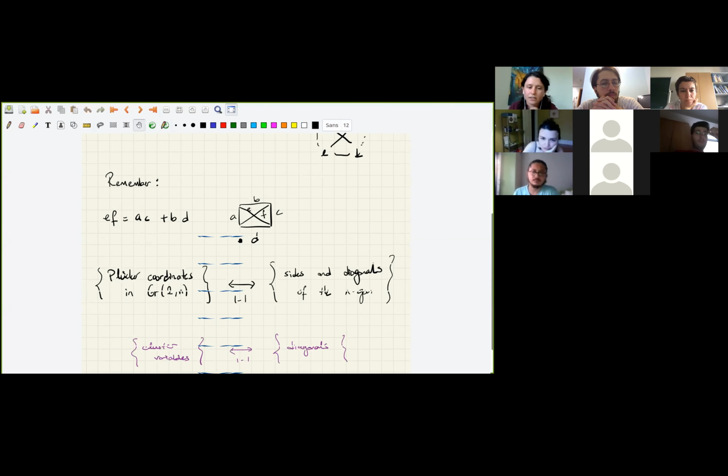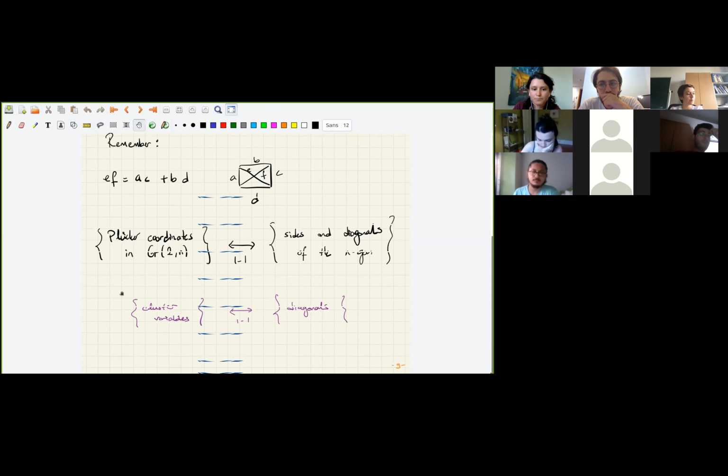For k equal to 2, it was proved by Fomin and Zelevinsky, and then generalized by Scott. Plucker coordinates in the Grassmannian Gr(2,n), the homogeneous coordinates, are in one-to-one correspondence with sides and diagonals of an n-gon. We know that diagonals are in one-to-one correspondence with cluster variables. We can also include the sides of the n-gon, which we call frozen variables. They come into the picture, and then we recover all the Plucker coordinates. Each cluster variable corresponds to a Plucker coordinate, and they satisfy the same dynamics, the same combinatorics.